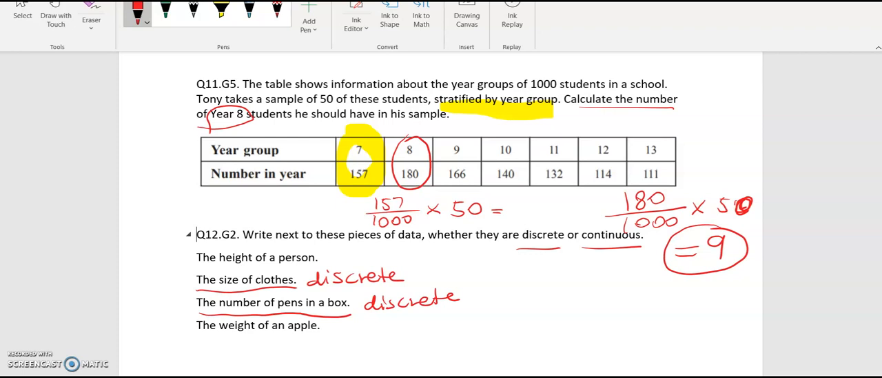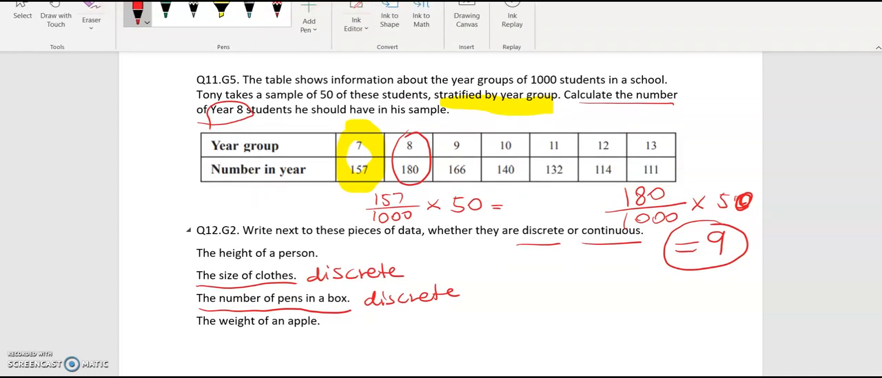Whereas the height of a person is continuous, because you could have somebody being 182.35 centimeters tall or 1.7123 meters tall. So it's a range of values, not exactly specific. Same thing with the weight of an apple. So it can be 85 grams, it can be 86.12 grams, so a range of values.